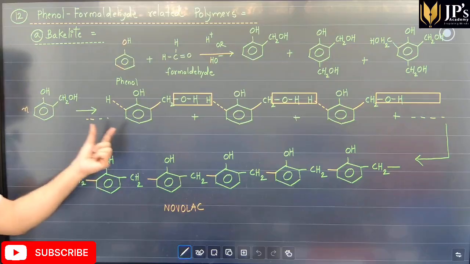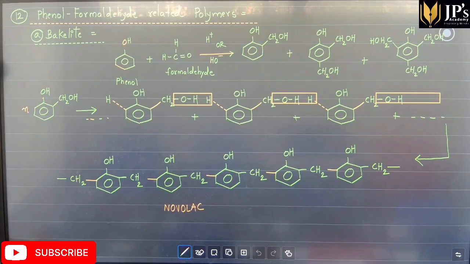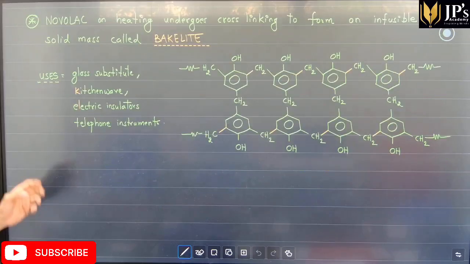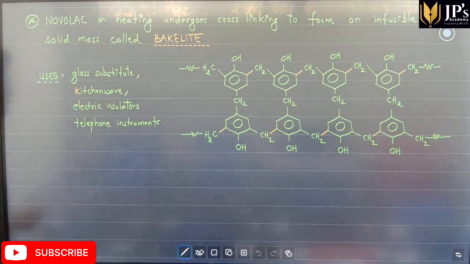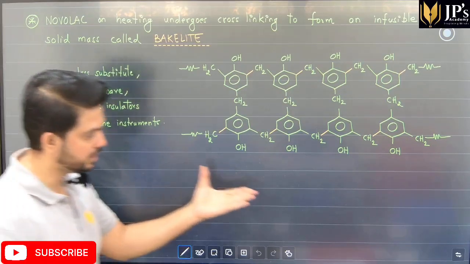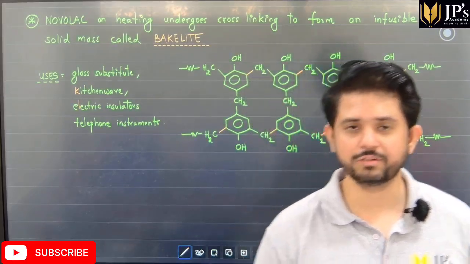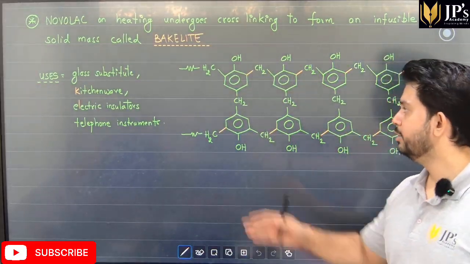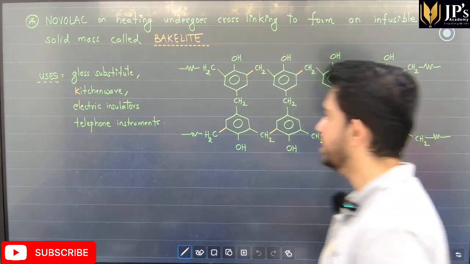You can say that they are joined at the ortho positions, and this is your novolac. Now students, novolac on heating undergoes cross linking to form an infusible solid mass which is called bakelite. This is the structure of bakelite. Students, in your boards, you can have an independent question to just draw the structure of bakelite. Uses are glass substitute, kitchenware, electrical insulators, and telephone instruments.